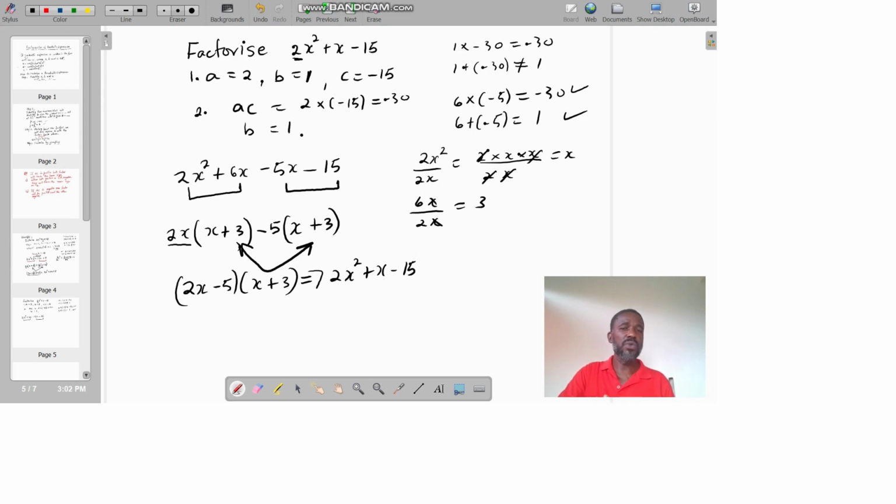Once you are able to apply this basic concept, then you will be able to factorize all quadratic expressions as long as they are able to be factorized, because not all quadratic expressions can be factorized.